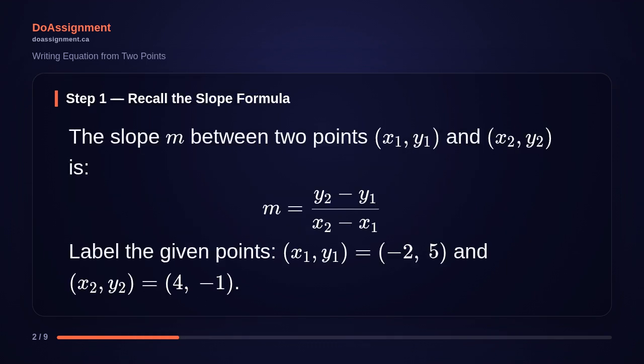We start with the slope formula, m equals y sub 2 minus y sub 1 divided by x sub 2 minus x sub 1. We label our 2 points. X sub 1 is -2, y sub 1 is 5, x sub 2 is 4, and y sub 2 is -1.